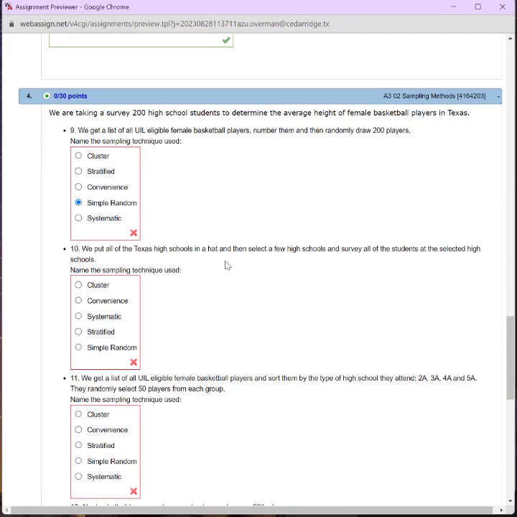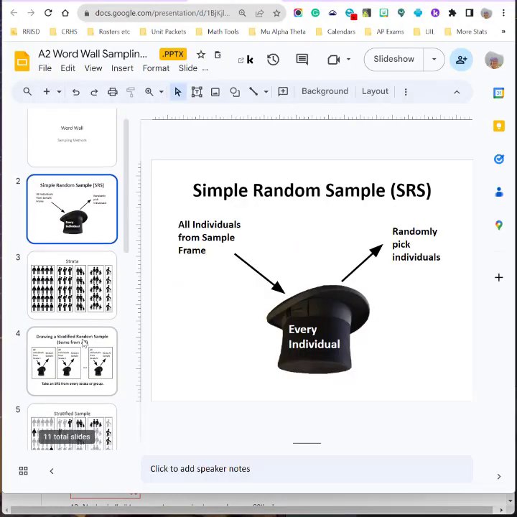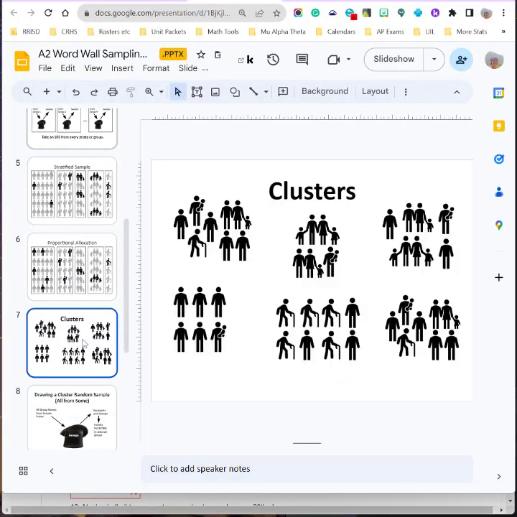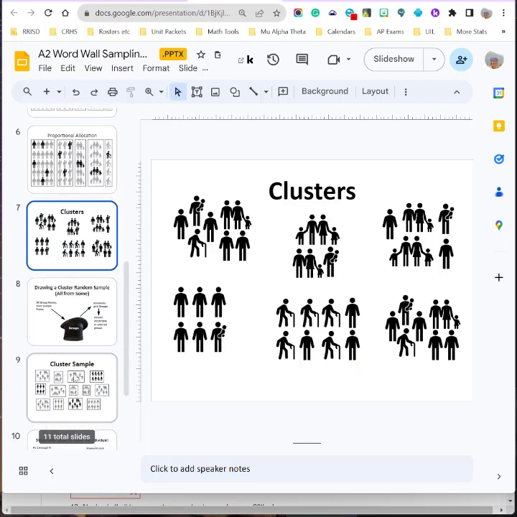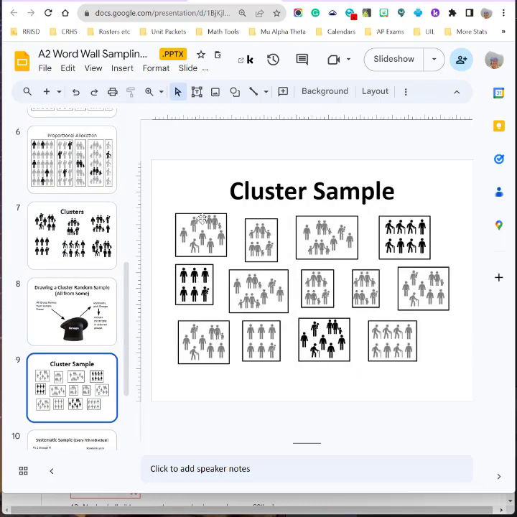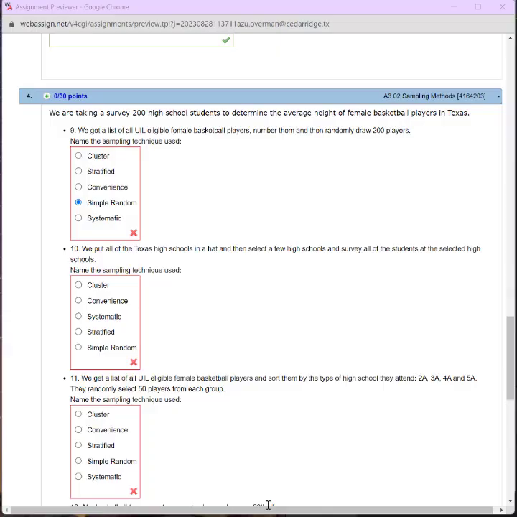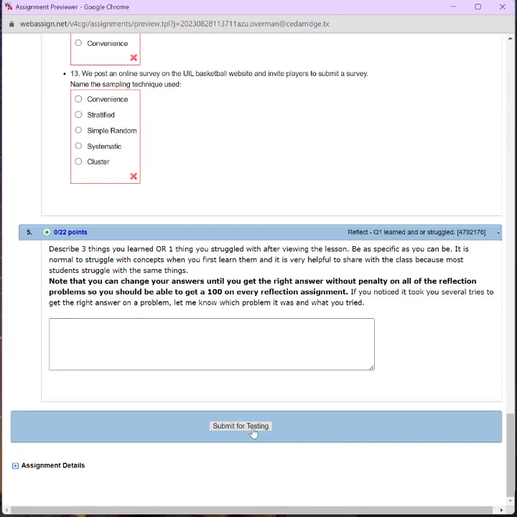Okay, we put all of the Texas high schools in a hat and select a few high schools and survey all the students at the selected schools. So if I was looking at sampling techniques, that actually looks like cluster samples. So the way cluster samples look, you have different groups. You pick just a couple of the groups and you survey everyone in those groups. So I'm going to say that's a cluster sample. And we'll go ahead and check our answers now. We're almost done.